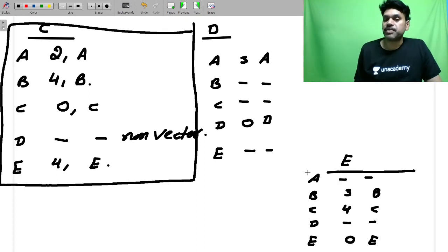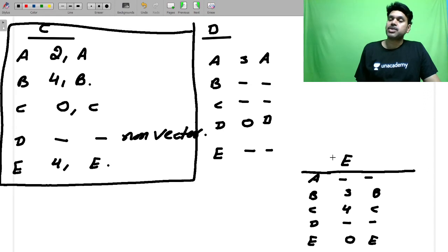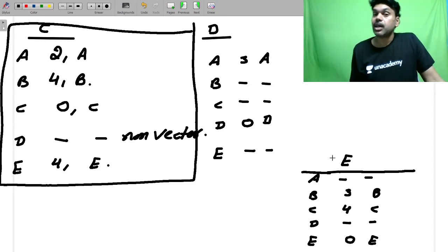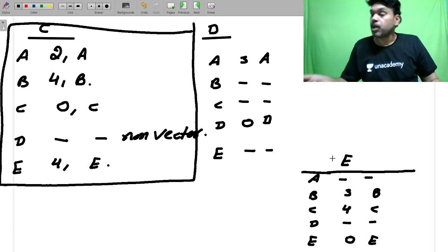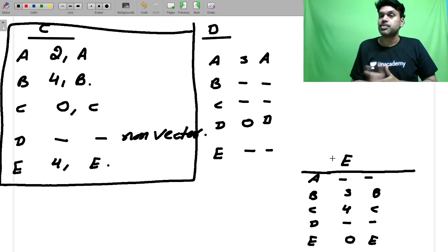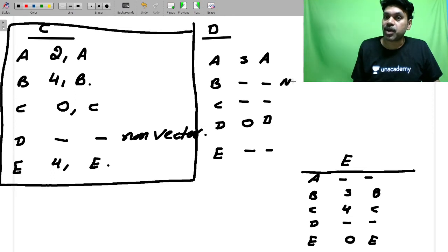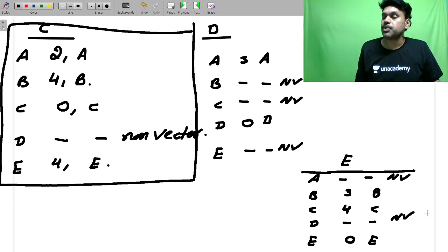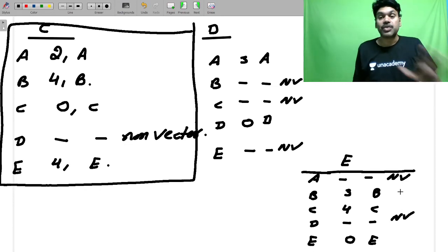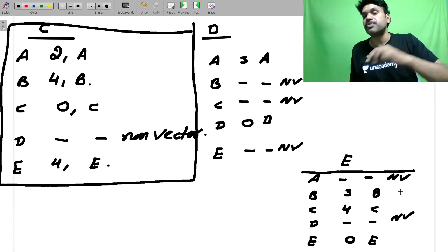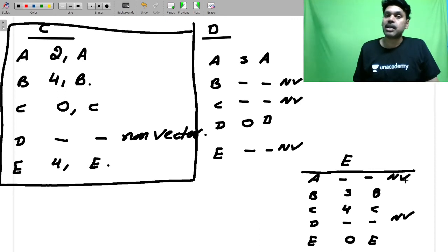So that's it, my dear friends. We have completed the partial tables so far. Now we want to complete these partial tables with the help of what? Vectors, to fill the entries of non-vectors. Observe carefully. This is your non-vector, this is your non-vector. Every routing table has a few non-vectors. So with the help of other routing tables, we are going to find these non-vectors' values. First, let us complete A's routing table.